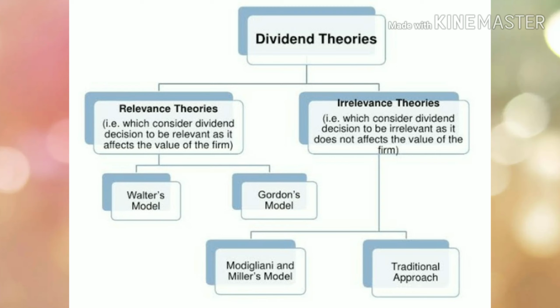Dividend theories are mainly divided into two sections: theory of irrelevance and theory of relevance. The dividend decision which does not affect the shareholders' wealth and hence the valuation of the firm is called the theory of irrelevance. And the dividend decision which affects the shareholders' wealth and also the valuation of the firm is called theory of relevance. In the theory of irrelevance concept, we have two approaches: residual approach and Modigliani-Miller approach.